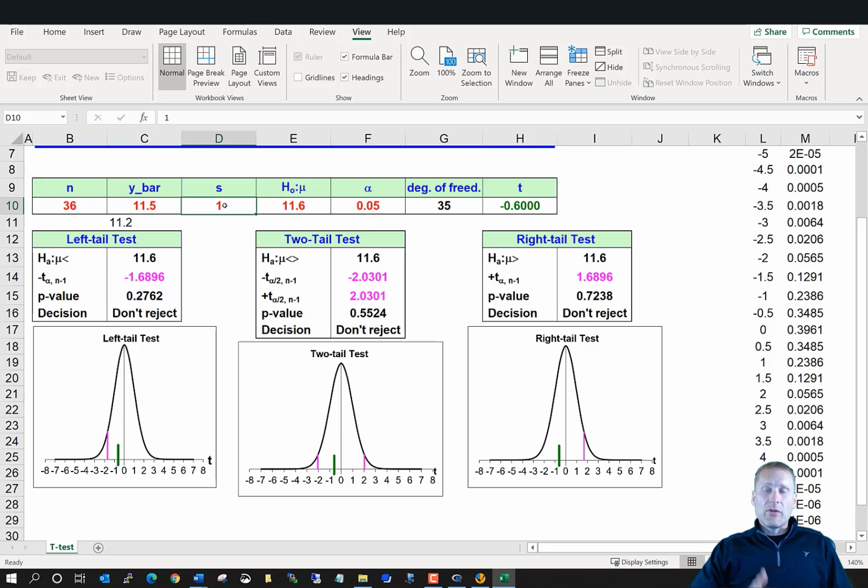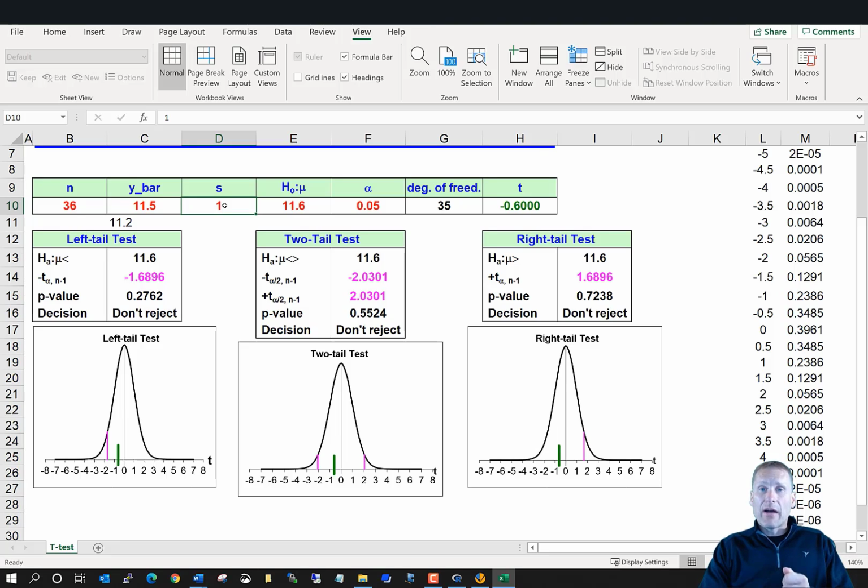Investigate what happens as you increase S. Investigate what happens as you decrease S. And I want you to relate the reject and don't reject result to what you would expect to happen intuitively for having, in this case, more variability or less variability, but also through looking at the mathematical formula for that t-test statistic.